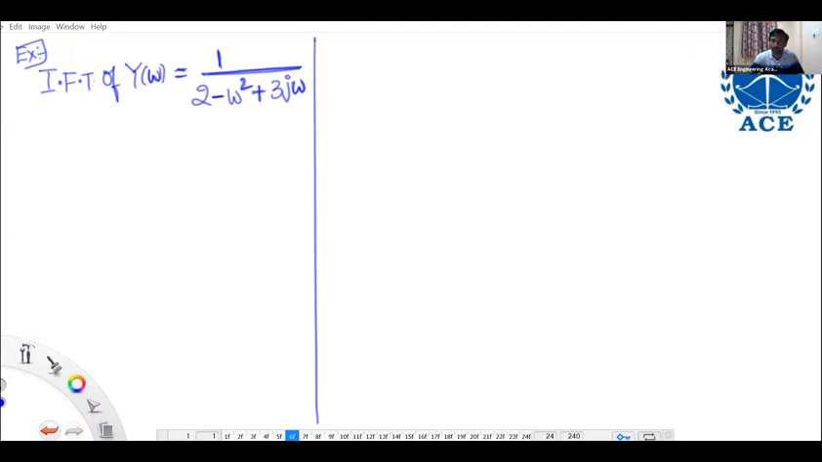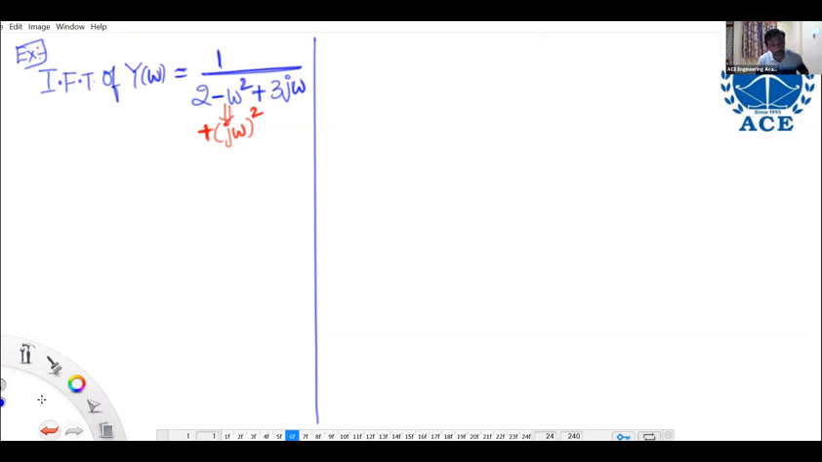Come on, friends. Do build up the partial fractions. Hint for you: minus omega square can be adjusted as j omega whole square, or not? J omega whole square expansion is what? Minus omega square. Now you will know the roots in the denominator.